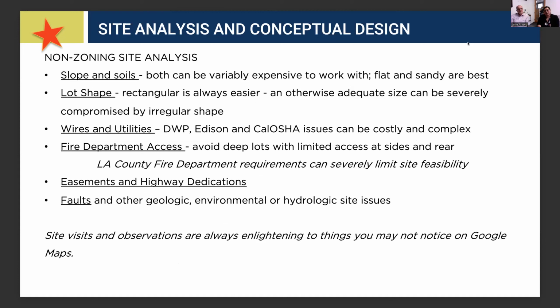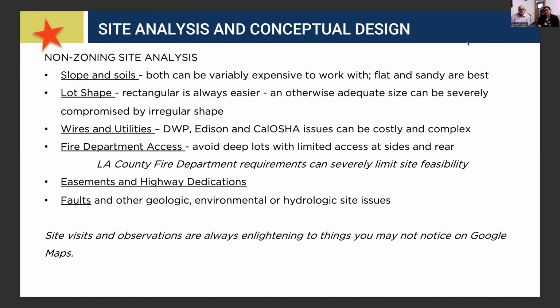So slope and soils, they both can vary. They both can be very expensive to work with. If your building's on a hillside ordinance, that's automatically going to be a more expensive site to develop than if it's a relatively flat site. Soil, typically flat and sandy is best, but sometimes you do get soil that maybe doesn't have the right filtration or something. It's not the best dirt that we have.